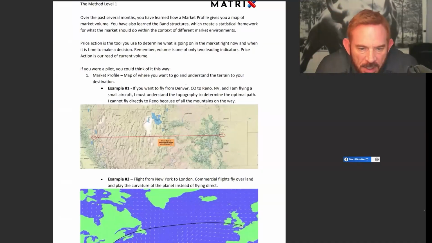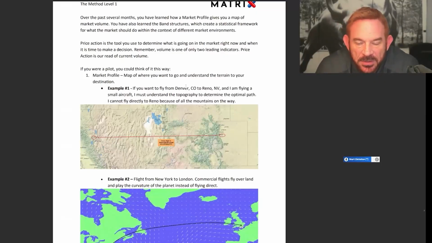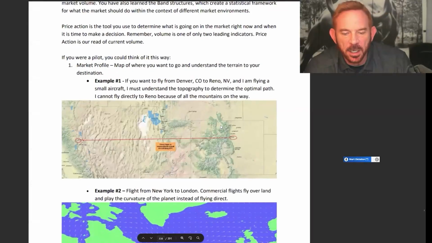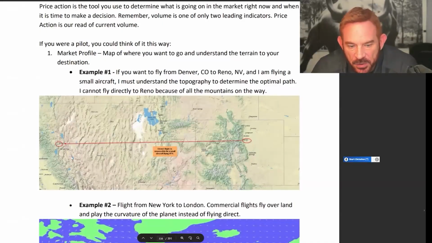So here's an example of what I'm talking about. We do a lot with market profile, and market profile is like the topography on the map. It gives us a sense of what is the optimal path to go someplace. So for example, if I want to go from Denver to Reno, and I'm doing this in a smaller airplane, I cannot fly in a straight line there because there's all the mountains in between. So I'm going to have to be able to navigate all of this to get there.